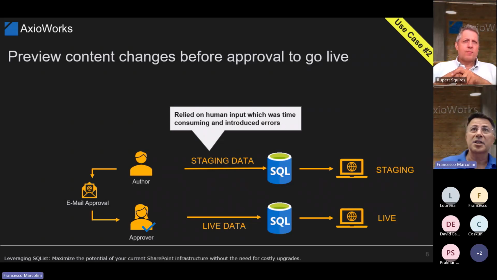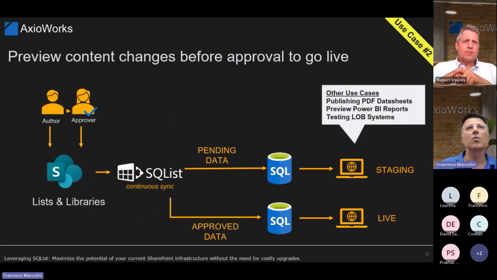Again, the company had SharePoint in-house, and so what we did was create in SharePoint a series of lists and libraries for the content that was to be published to the website. We then installed SQList and configured it to export pending data onto the staging SQL Server database, and the approved data to the live SQL Server database.